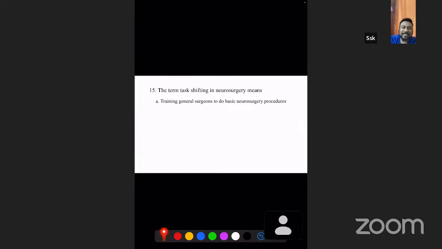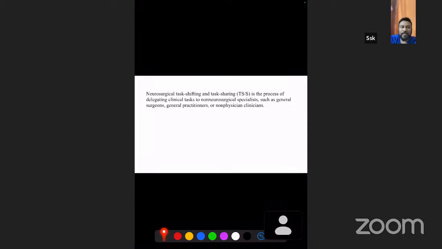So what does the term task shifting in neurosurgery mean? The term task shifting in neurosurgery means training general surgeons or other people of non-neurosurgical specialty to do basic neurosurgery procedures. So that is what is called task shifting. In some instances where the number of neurosurgeons is less or the cases are very high, then you will have to train general surgeons to do the basic neurosurgery procedures. That is what you call task shifting. So neurosurgical task shifting or task sharing is a process of delegating clinical tasks to non-neurosurgical specialists, such as general surgeons, general practitioners, or non-physician clinicians. So all this is called neurosurgical task shifting and task sharing.